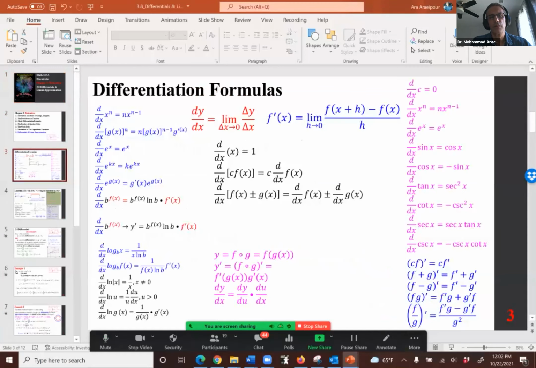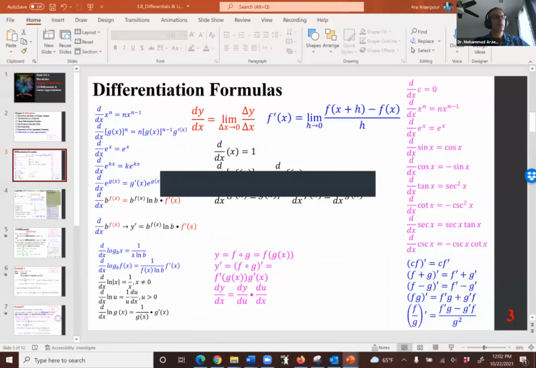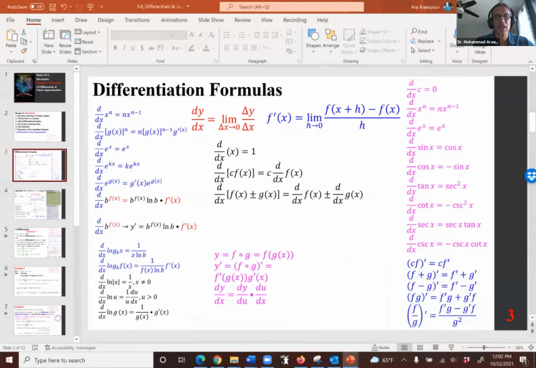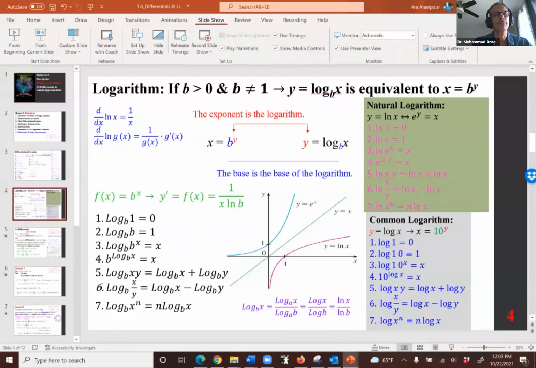First, differentiation formulas. We come across them often, as you've seen. I put them up for you so you'll be very comfortable with them as we go through the course, since the reverse process, anti-differentiation or integration, is coming up. Logarithmic properties, from the general case to specific cases such as natural logs and common logs, are all here. We should be comfortable with that.